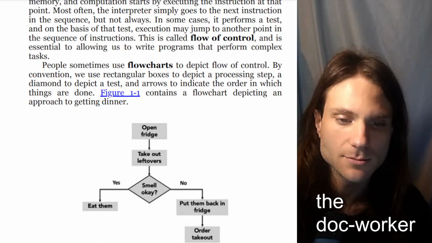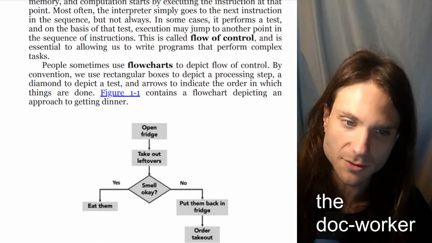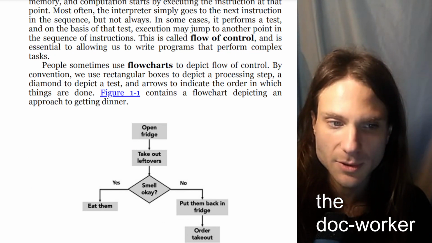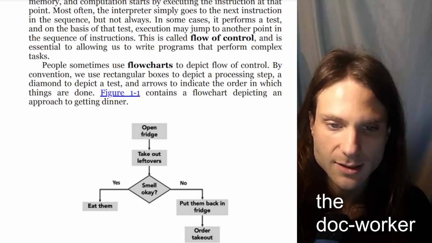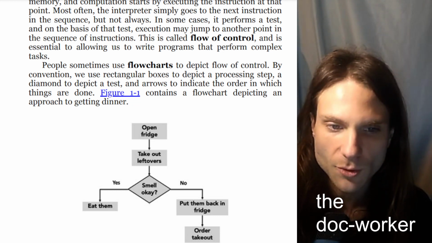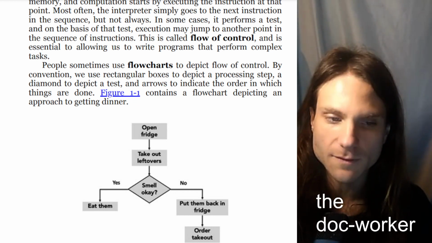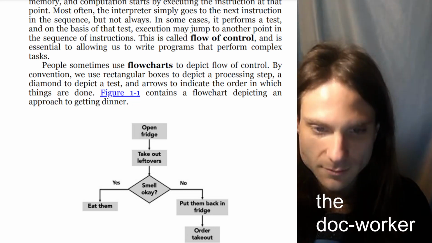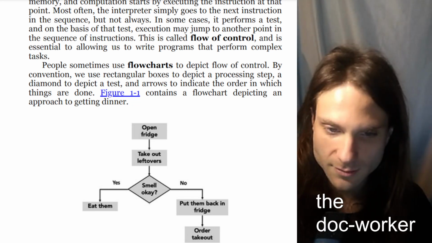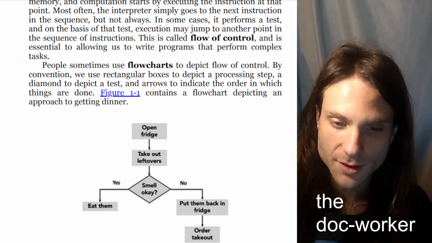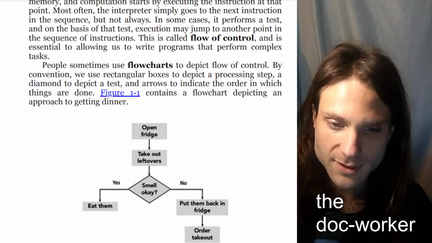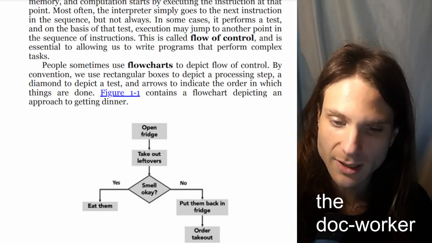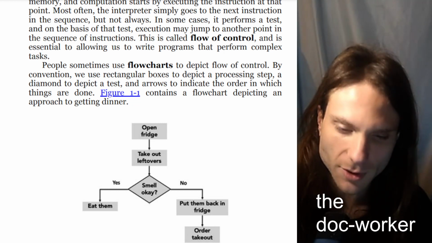People sometimes use flowcharts to depict flow of control. By convention, we use rectangular boxes to depict a processing step, a diamond to depict a test, and arrows to indicate the order in which things are done. Figure 1-1 contains a flowchart depicting an approach to getting dinner. Let's start by opening the fridge, taking out leftovers, then the test: does it smell okay? If the test passes, yes, then eat. If the test fails, no, put them back in the fridge, start over with a new approach.